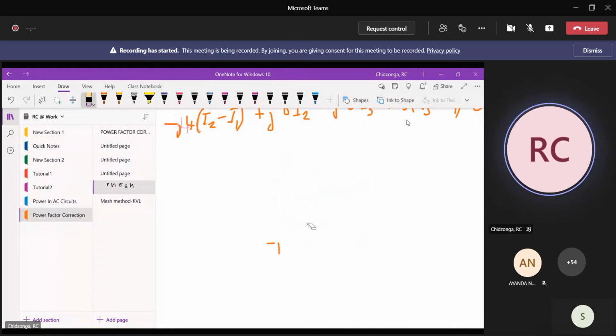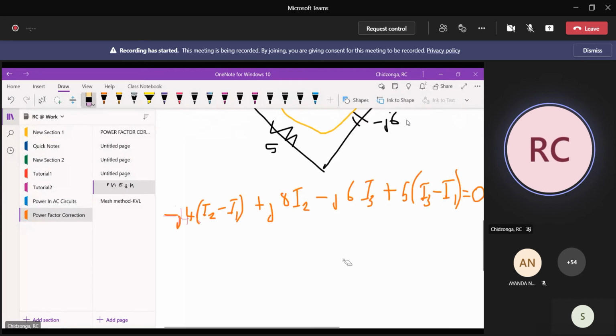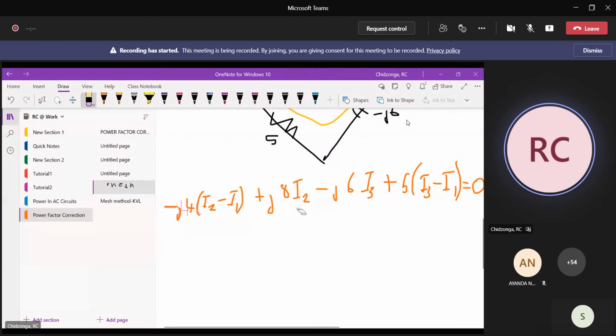So now, if you see, we only have to simplify as we did before, right? So that's what we'll try and do now. This minus J4, write it neatly. So let's try and simplify this, all right?